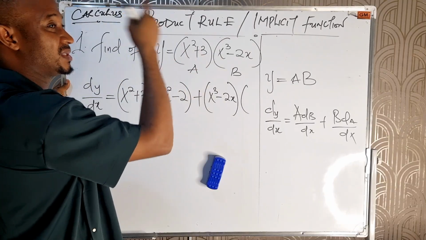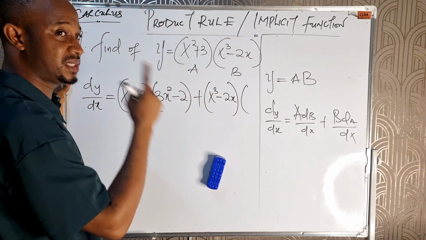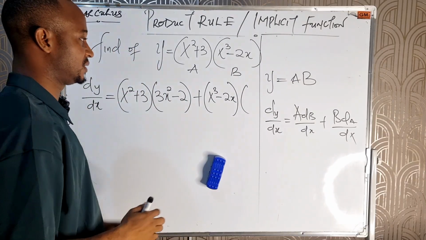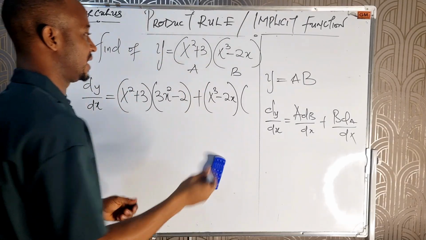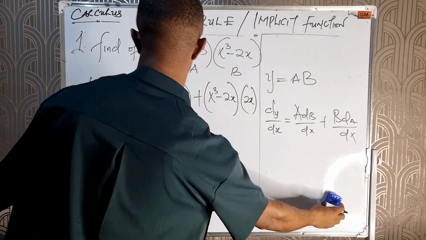Anytime you differentiate a constant value, 3 is a constant value, the result must be equal to 0. The derivative of every constant is equal to 0. So when we differentiate x² plus 3, the result becomes what? 2x. So we have 2x here. So what we do next is to multiply or expand.